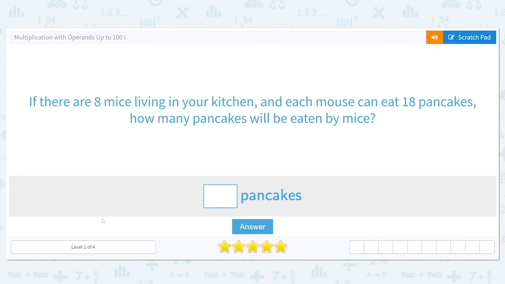Let's get started working on the skill, multiplication with operands up to 100. The question we need to answer is, if there are 8 mice living in your kitchen, and each mouse can eat 18 pancakes, how many pancakes will be eaten by mice?